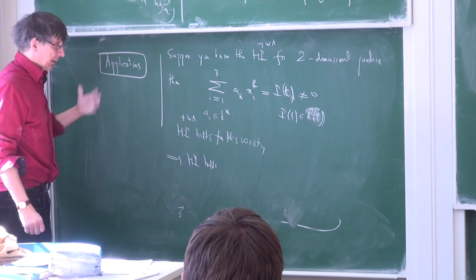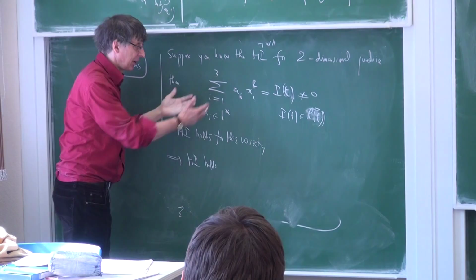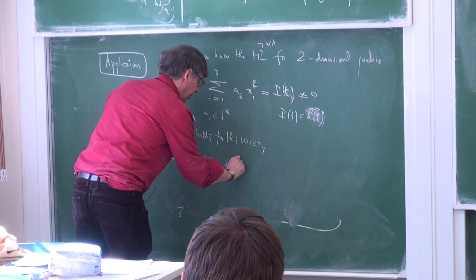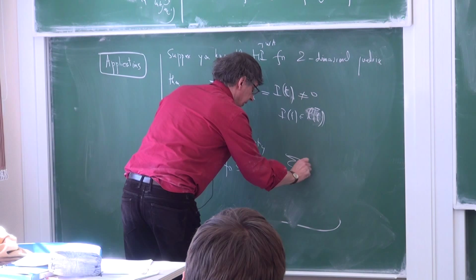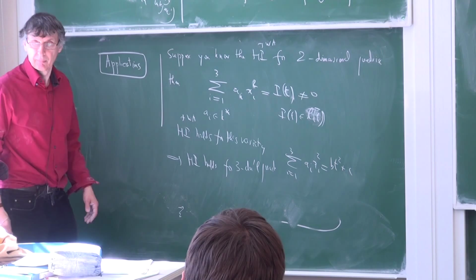And people did it in a very concrete way without doing all this nonsense about Nisnevich and Langevin, because quadrics are much simpler. But anyway, the Hasse principle holds for this. And this implies that the Hasse principle holds for, say, three-dimensional quadrics. Because for three-dimensional quadrics, basically, you look at something like this, equals b t square plus c. That's a three-dimensional quadric. Special case, but it's combinatorial.